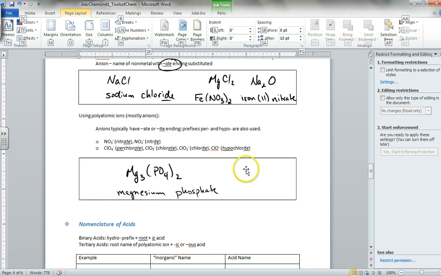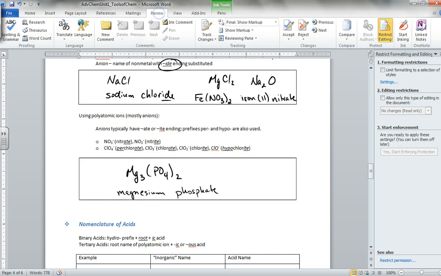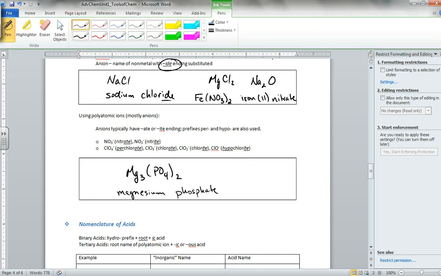Just so that you're aware, you can have polyatomic ions that have other endings besides the ATE and the ITE. A good example is the cyanide ion, so this would be sodium cyanide.